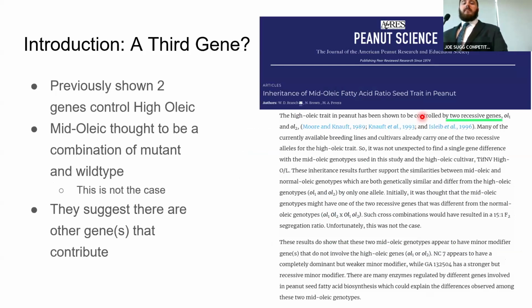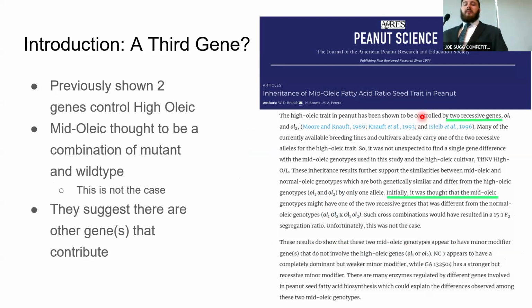Well, previously we've had these two genes shown, and that's what we just described from that paper. And so here in this paper by Dr. Branch, they're looking at, okay, well, we have these two recessive genes. And so where are we getting this middle oleic lines stuff coming from? We see that it's not just black and white.